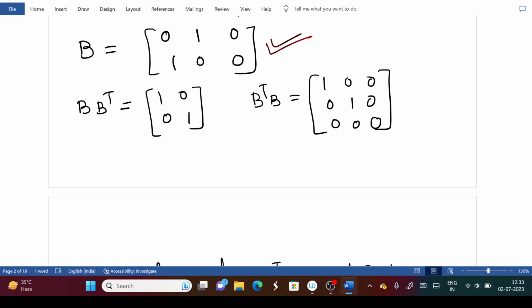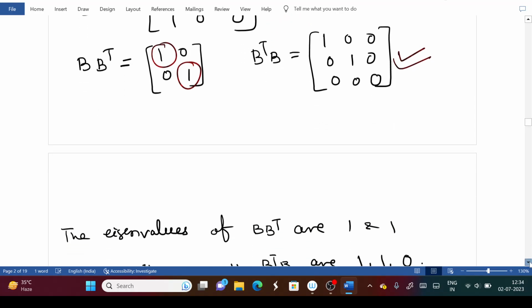So what about B B transpose? It is the 2 cross 2 identity matrix. What about B transpose B? It is the matrix which is written here. So it is of order 3 cross 3, and the other is of order 2 cross 2. So first we will find the eigenvalues, but this matrix is a diagonal matrix, hence the eigenvalues are the diagonal elements. So lambda equal to 1 is an eigenvalue with multiplicity 2. So I am expected to get 2 linearly independent eigenvectors.